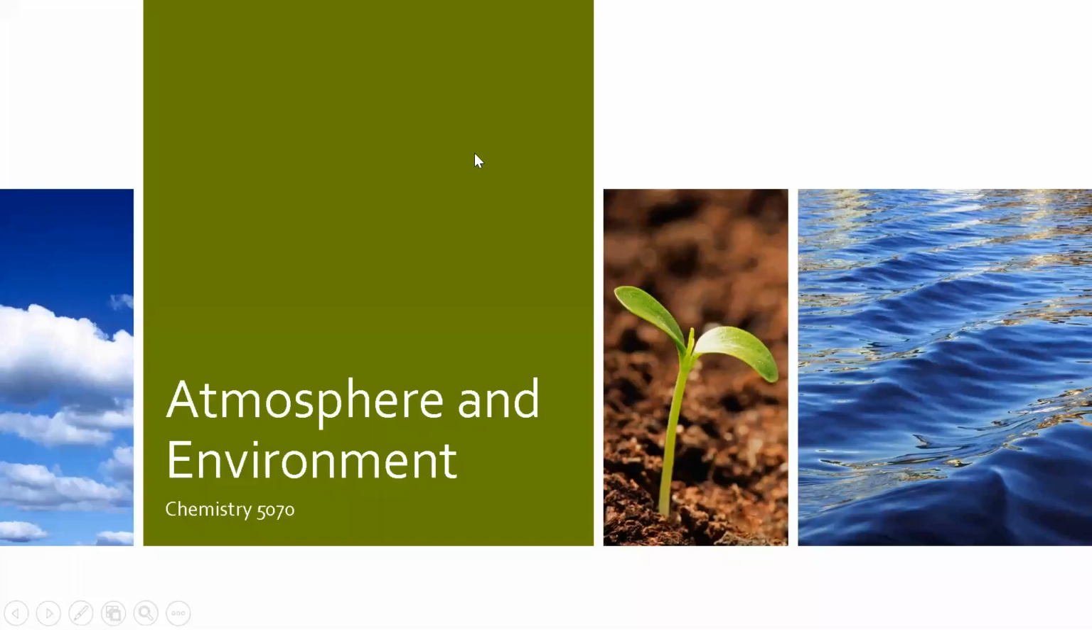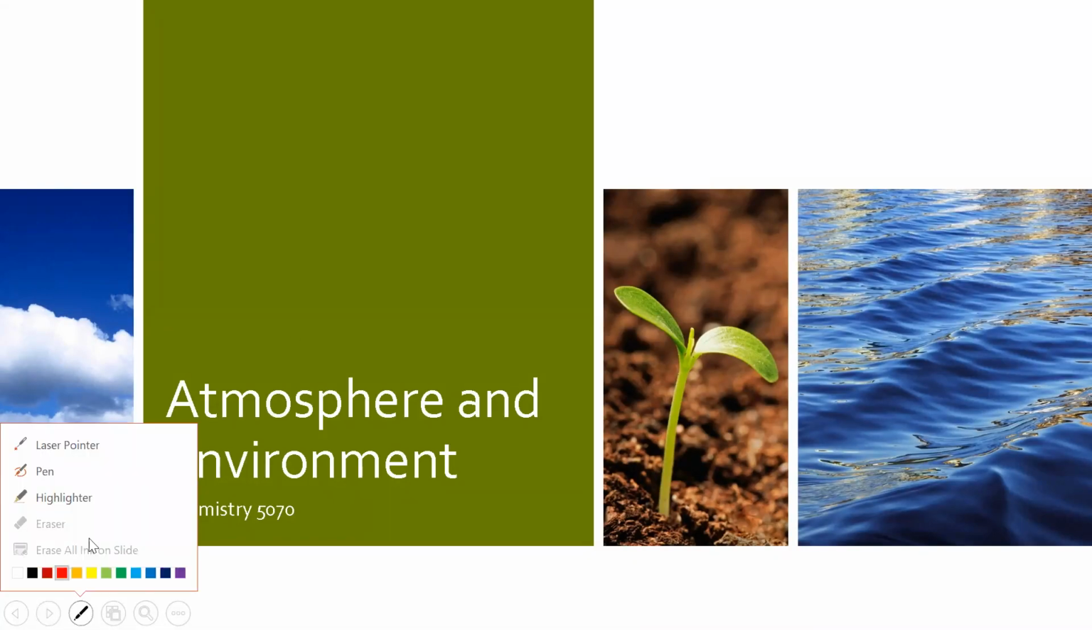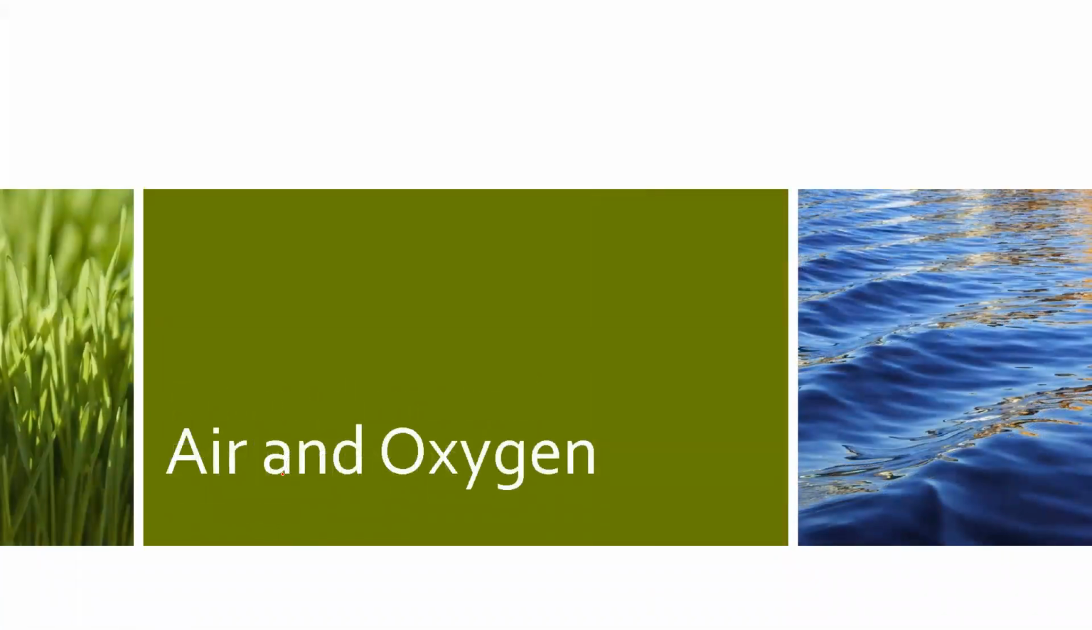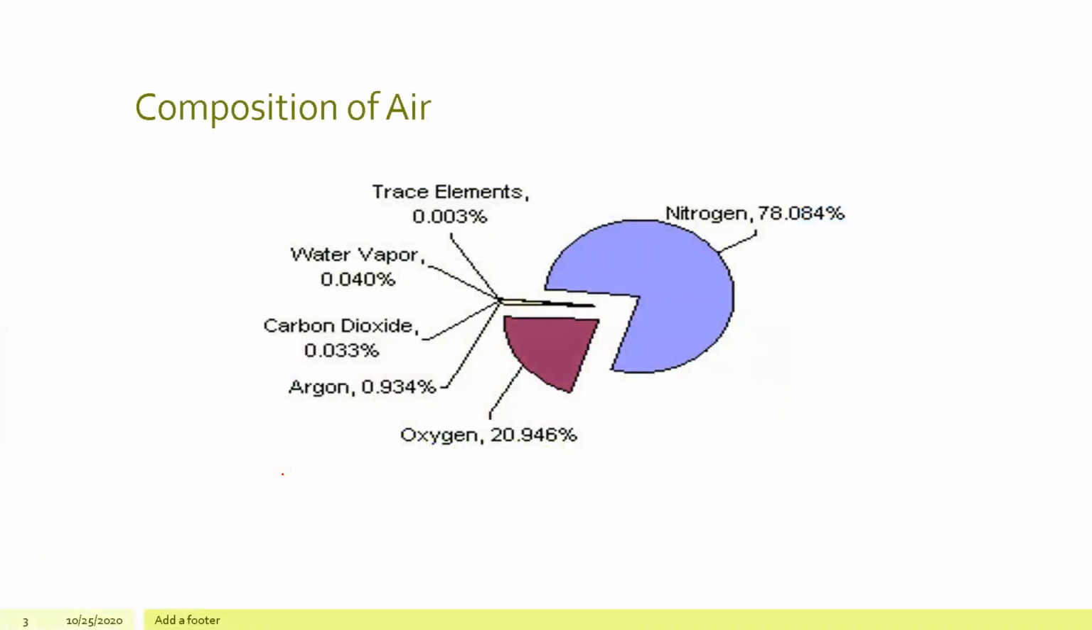Today we're going to start with the chapter on atmosphere and environment. The first section we have is air and oxygen, and the second one is water and hydrogen. So air is a mixture of gases: 78% nitrogen, 21% oxygen, noble gases 1%, mainly argon, and carbon dioxide 0.03%.